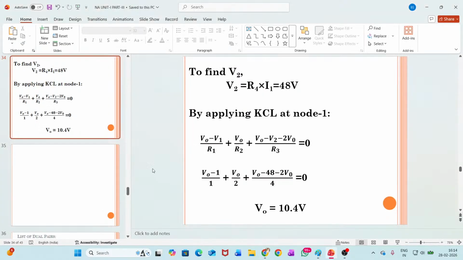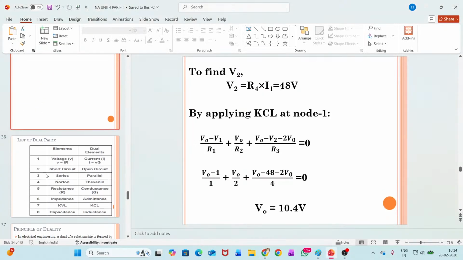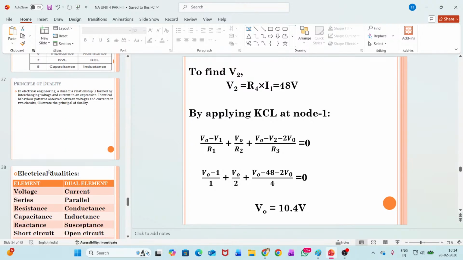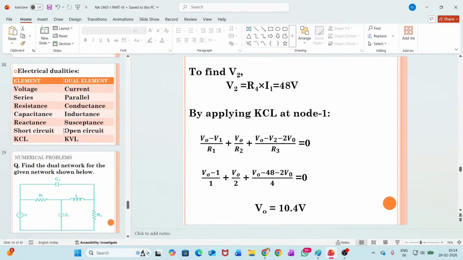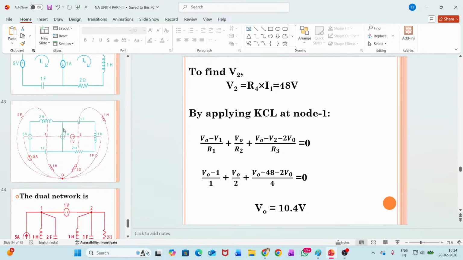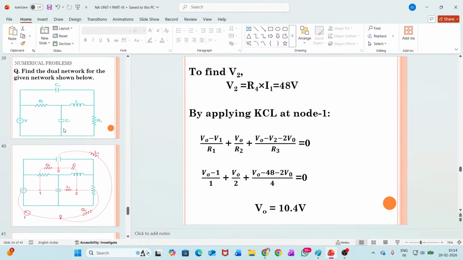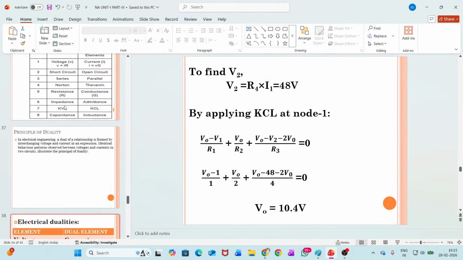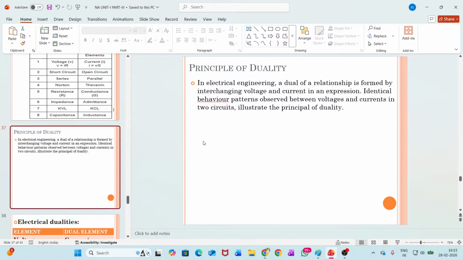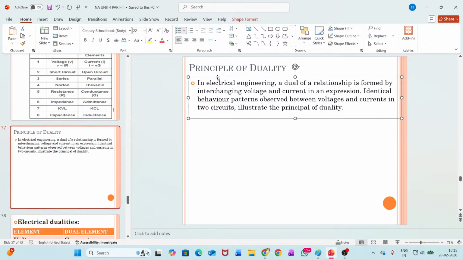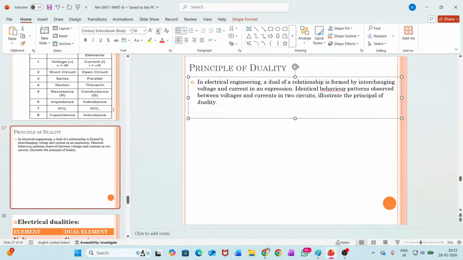One more small topic is there, hardly a 10 to 15 minute topic, so I thought let me conclude that one also. Only two numerical problems are there. I will discuss that also and then conclude this session.